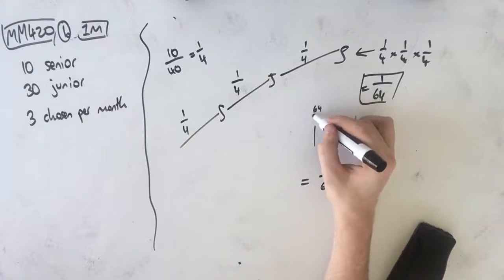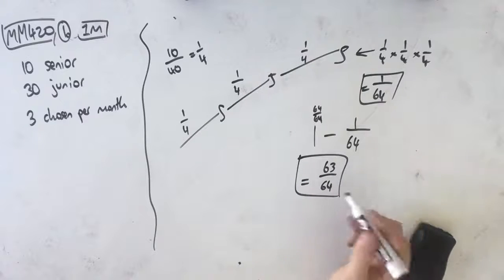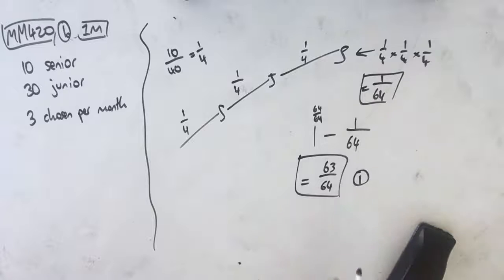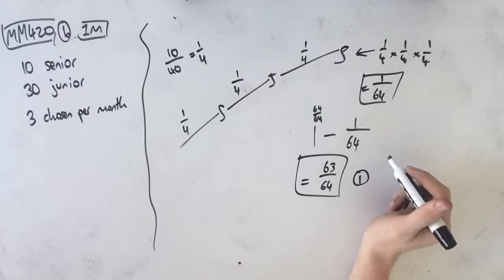because 1 is 64 on 64. Awesome, that's it. So that's our first and only mark. So that's 1 mark for part B, and that's it. So let's move on to part C.